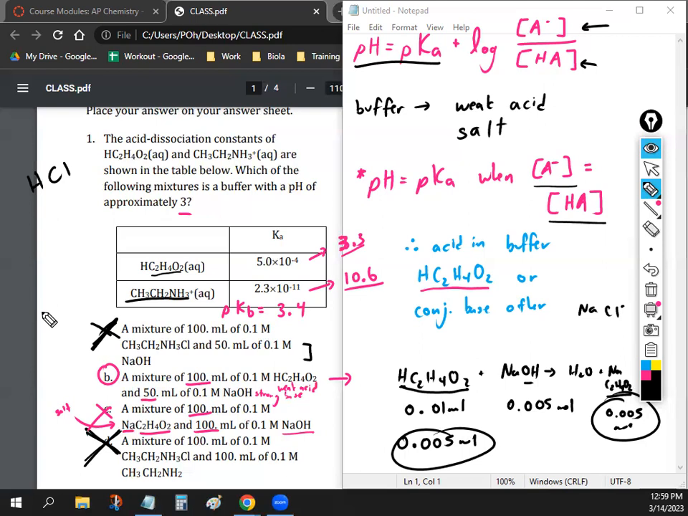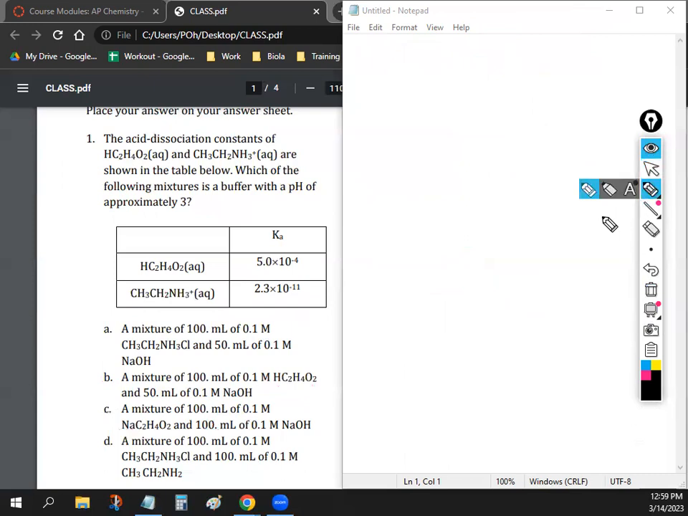Because in order to find the buffer, doesn't it have to be equivalent? Yeah, you've got to produce water and a salt. So if you look at C, it's NaC2H4O2 reacting with NaOH. And if you try to do it, you got two Nas, right? So then for the net, these two aren't really doing anything. They're just going to dissociate. And then you're just going to have these two left over, and they're not going to react with one another because they're both anions.